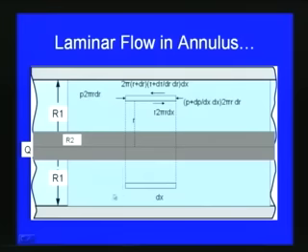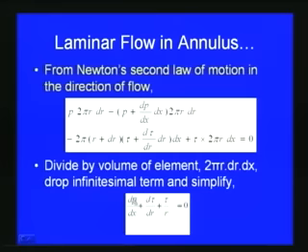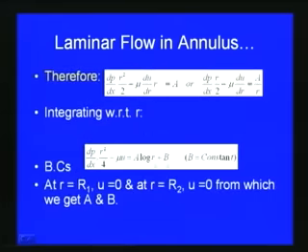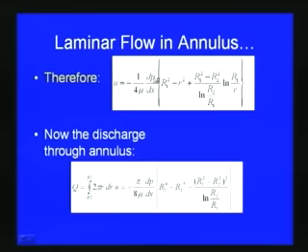So, the velocity variation is parabolic between the cylinders. These boundary conditions we can apply here to find out the constants a and b. At r is equal to r1, u is equal to 0, and at r is equal to r2, u is equal to 0, from which we can find out the constants a and b. If you substitute this, you can find out a and b, and then we can put back to get an expression for the velocity.